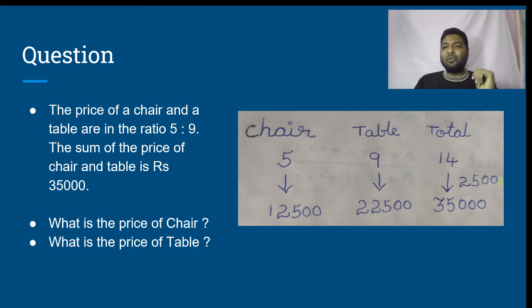If 1 unit is 2,500 rupees, then 9 units would be 22,500 rupees and 5 units would be 12,500 rupees. Therefore, the price of chair is rupees 12,500 and the price of table is rupees 22,500. Is that clear? Let us move on to the next question.